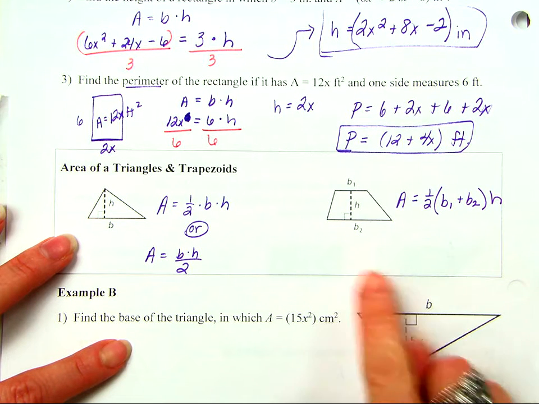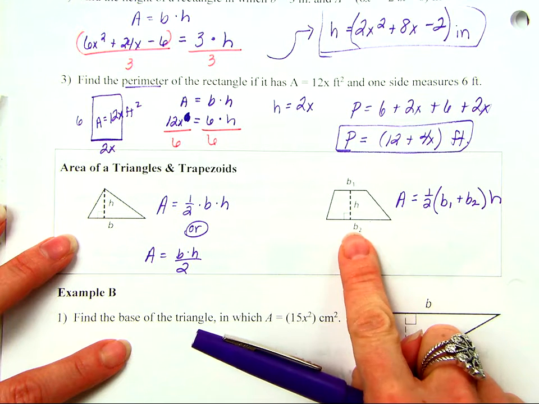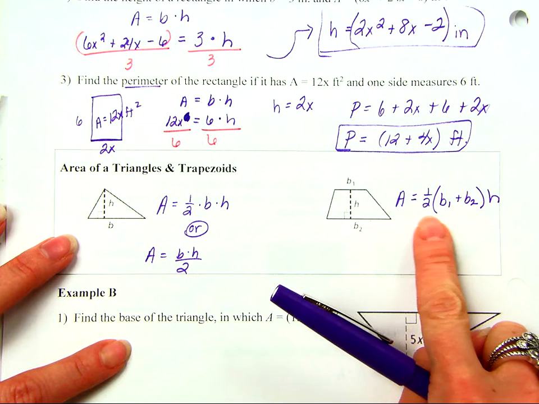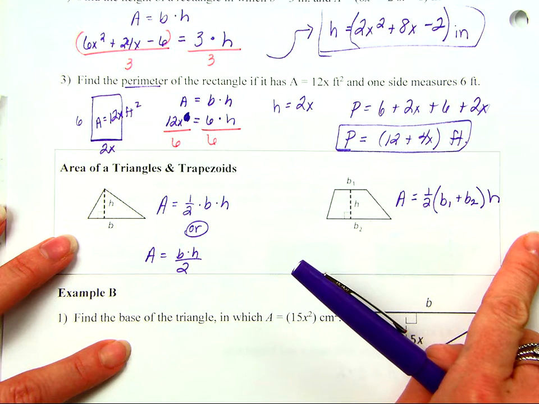Why is that? Well, similar to a rectangle where we would do base times height, but because my bases are different lengths, you'll notice here we actually average those bases before we multiply by the height.